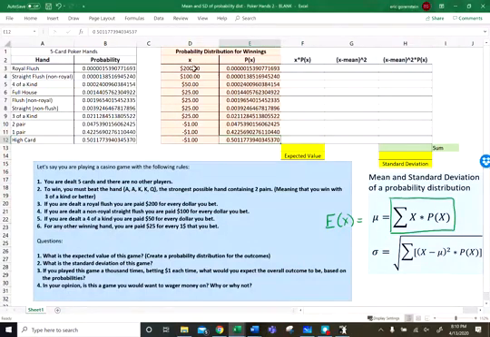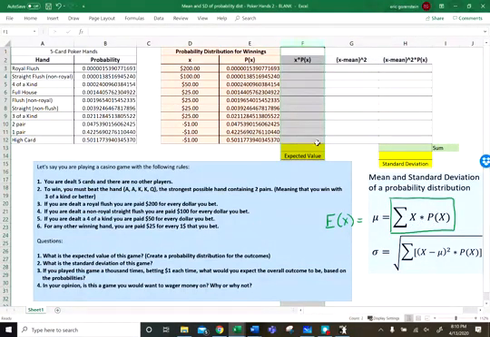Okay, so now we have our outcomes in terms of dollar amounts and the corresponding probabilities which are given in the problem. So this formula for expected value says we have to take each x value times its corresponding probability. So x times P of x, and then we'll add them up.